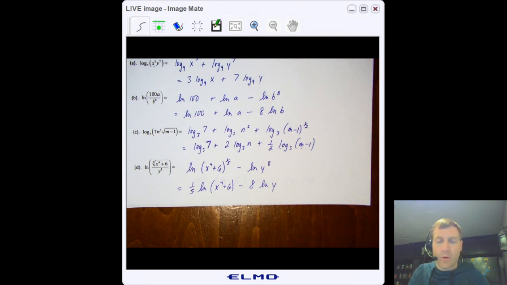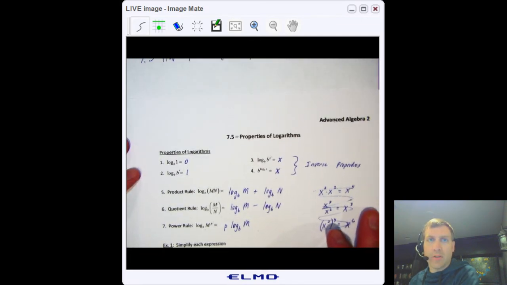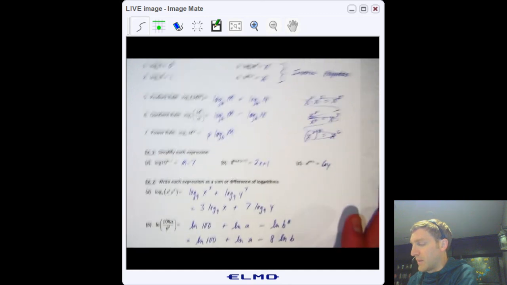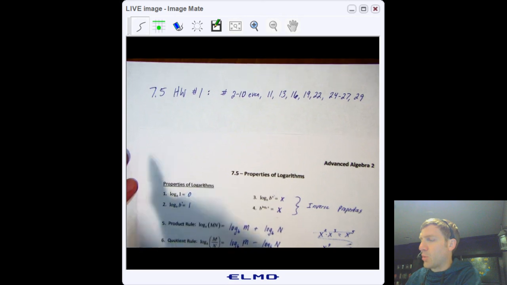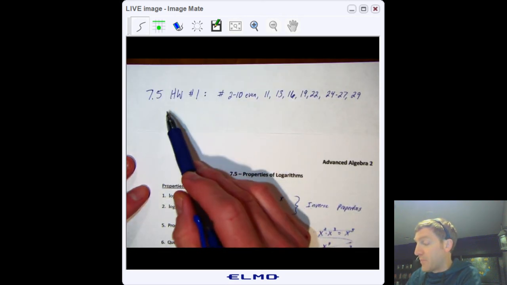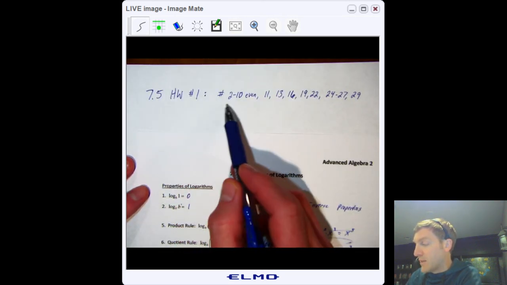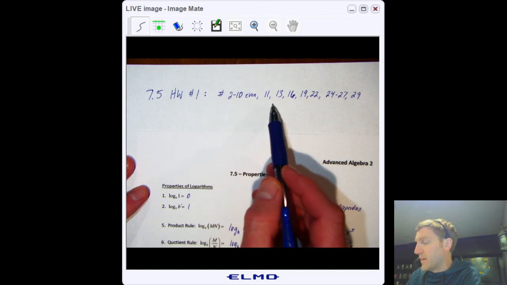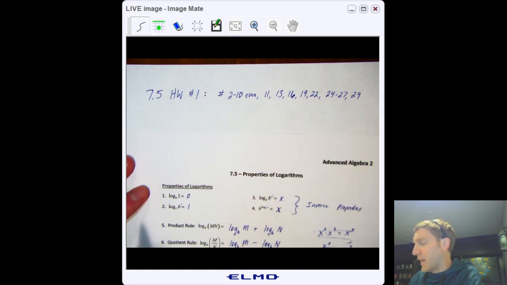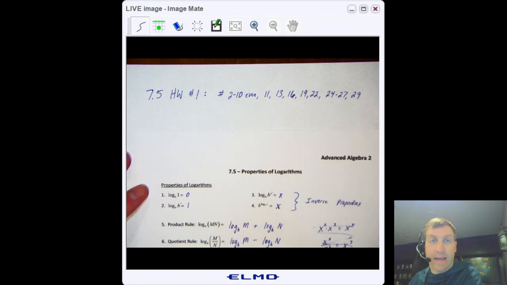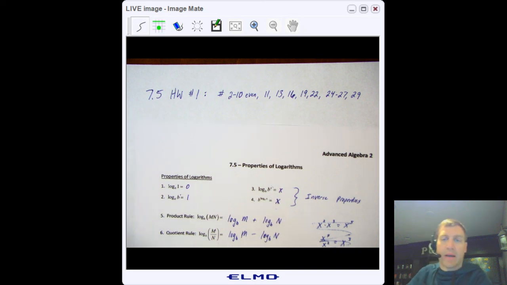Okay. So I'm going to stop there and give you your first homework assignment from the 7.5 homework that I posted. So here we go. All these homework problems look like example 1 and example 2, simplifying and then writing as a sum or difference of logarithms. And I will post this on the website, but if you want to write down now from this 7.5 homework page, please do 2 through 10 even, 11, 13, 16, 19, 22, 24 through 27, and 29. Okay, so work on that assignment, share with me, and then I'll share a second video going over the examples on the back of 7.5.